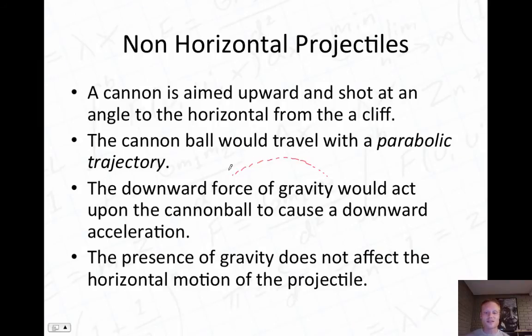The time it takes for it to go from here to here is the same amount of time it takes from here to here. Okay, so the paths are equal. The downward force of gravity acts upon the cannonball to cause a downward acceleration through the entire flight. So starting right here, all the way through the entire flight, even when the cannonball is going up, gravity is actually still pulling it down. And again, the presence of gravity does not affect the horizontal motion of the projectile.